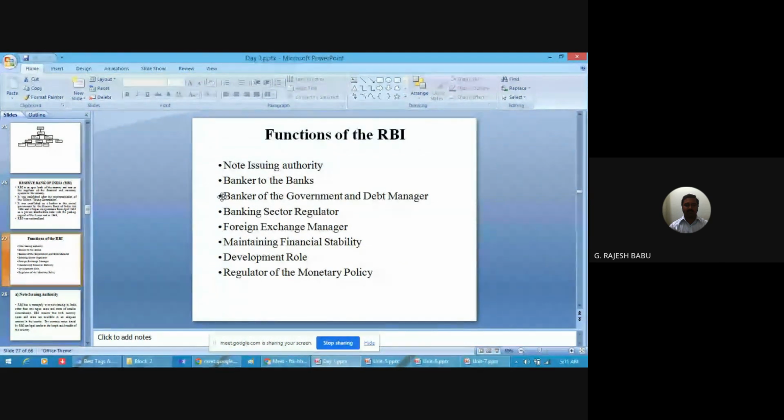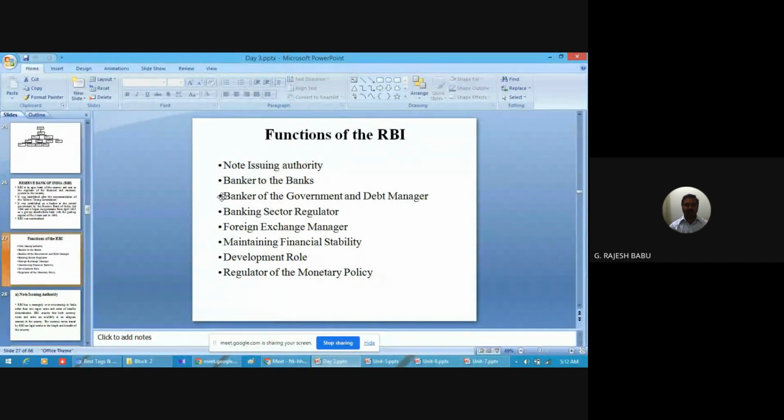Major functions of Reserve Bank of India are: one is note issuing authority. Second one, bankers to the bank. Third one, bankers of the government and debt manager. Fourth one, banking sector regulator. Fifth one, foreign exchange manager. Next one, maintaining financial stability. Then development role. Last one, a regulator of the monetary policy. These are the major functions of Reserve Bank of India.